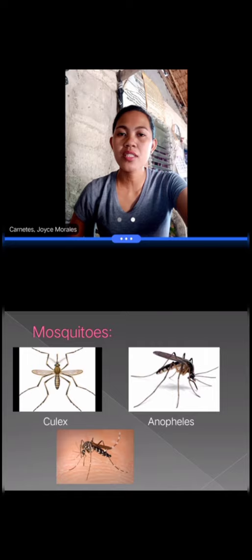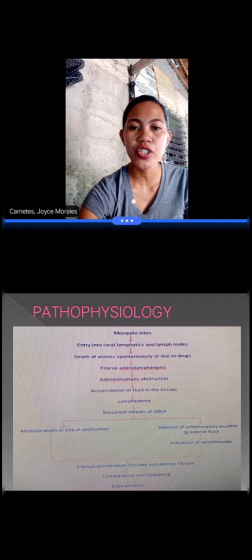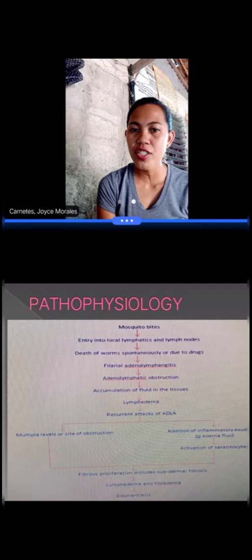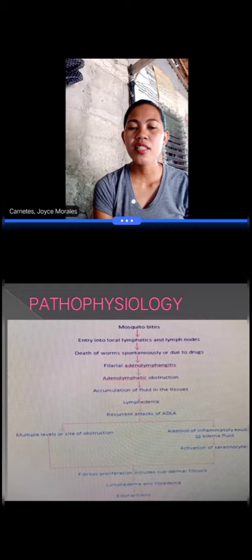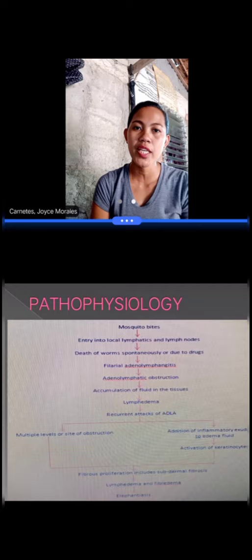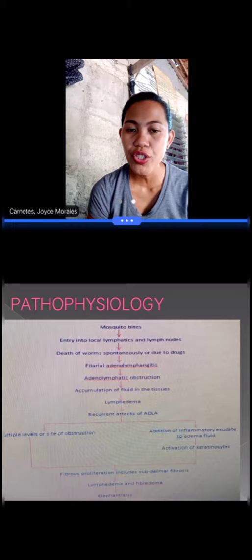The pathophysiology of elephantiasis: if the mosquito bites, the infection will enter into the local lymphatics and lymph nodes. Then there's a death of worms, spontaneously or due to drugs, causing a filarial adenolymphangitis. Then there's adenolymphatic obstruction, causing an accumulation of fluid in the tissues, resulting in lymphedema. After the lymphedema, there are recurrent attacks of acute dermatolymphangitis, with multiple levels of obstruction, or an addition of inflammatory exudate to the edema fluid.